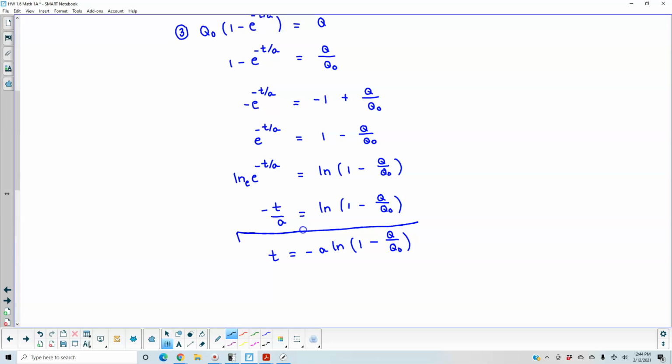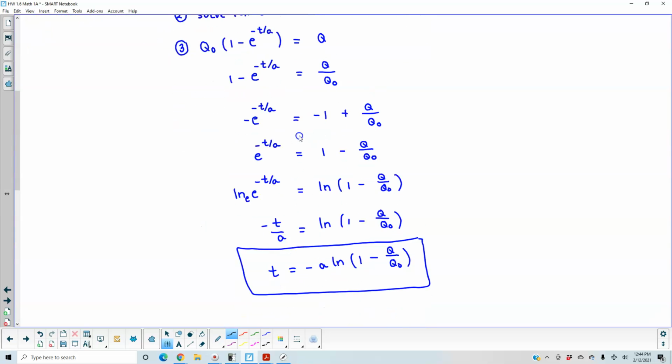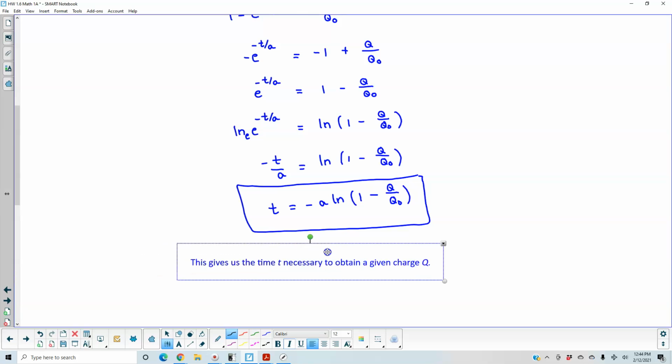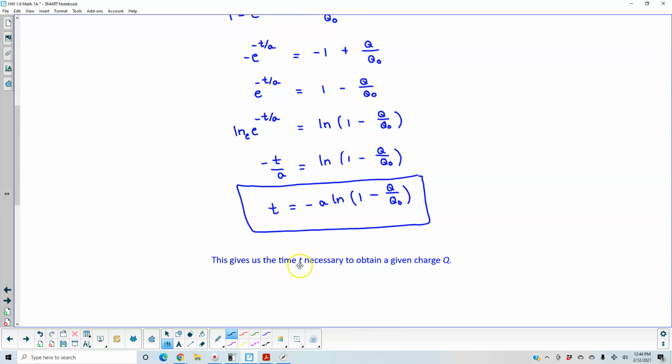So therefore, this is the inverse of that function. We want to be able to explain its meaning. We solved for t, being the time. So that means that this gives us the time necessary to obtain a given charge q.